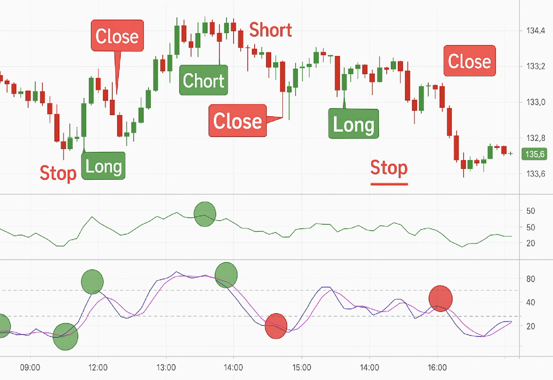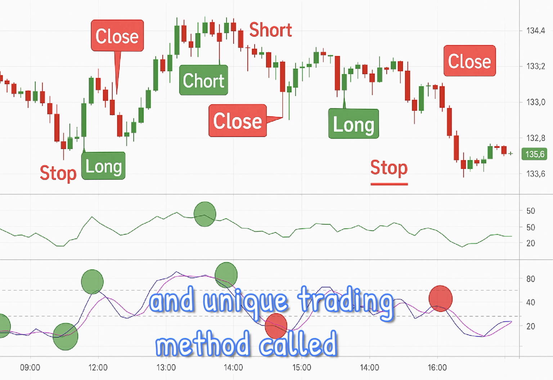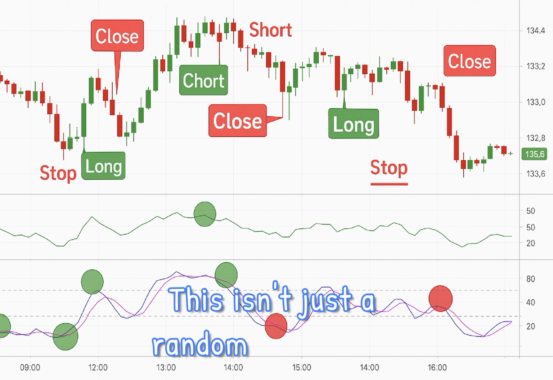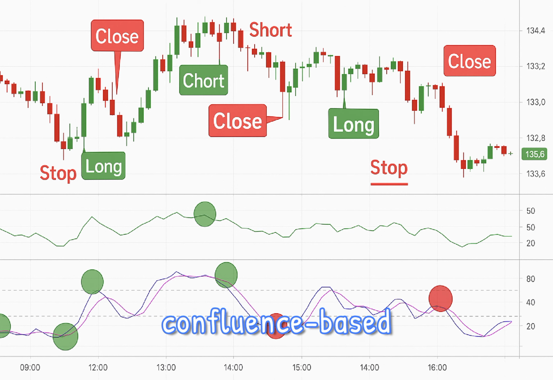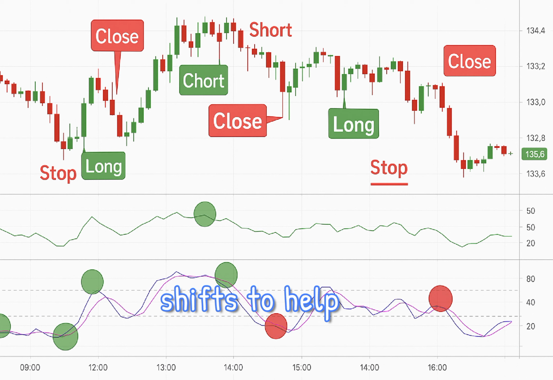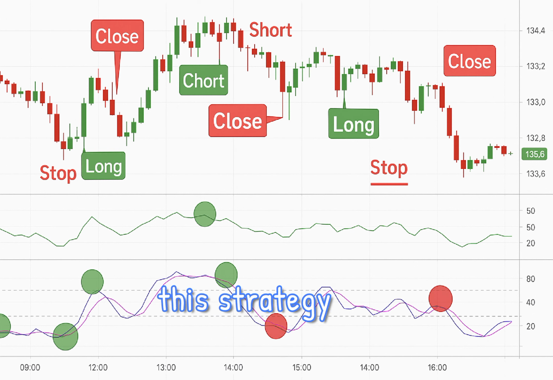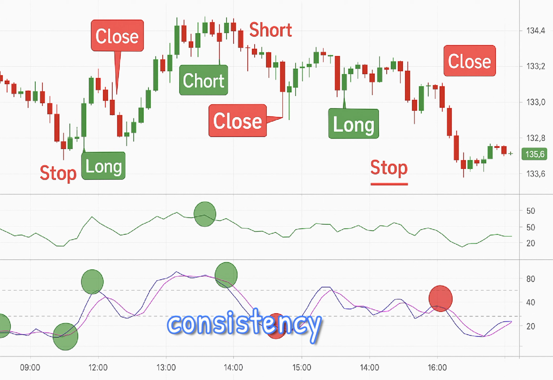In this video, we're going to break down a powerful and unique trading method called the CHoCH trading strategy. This isn't just a random name, it's a Confluence-based approach that combines smart money concepts, price action, and market structure shifts to help you catch precise entries and ride strong trends. Whether you're a beginner or an intermediate trader, this strategy can help you gain consistency and confidence in your trades.